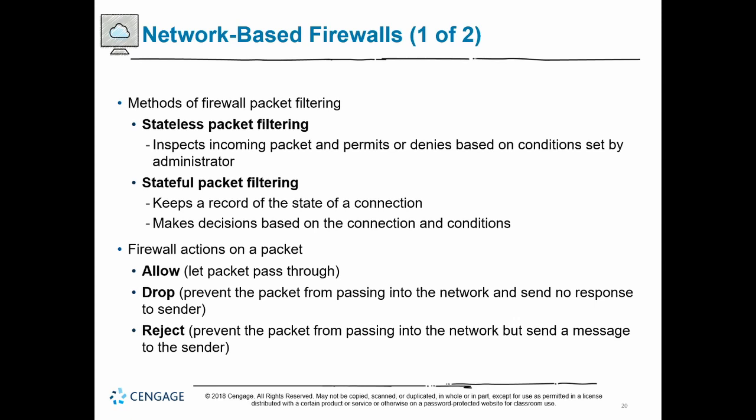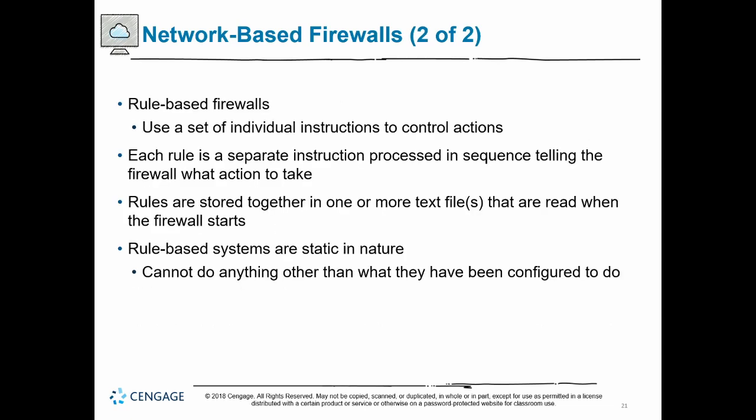Firewall actions: you can either allow, drop, or reject. Allow lets the packets go through. Drop prevents the packet from passing into the network and sends no response to the sender. Reject prevents the packet from passing into the network but sends a message back to the sender that it did not get in.